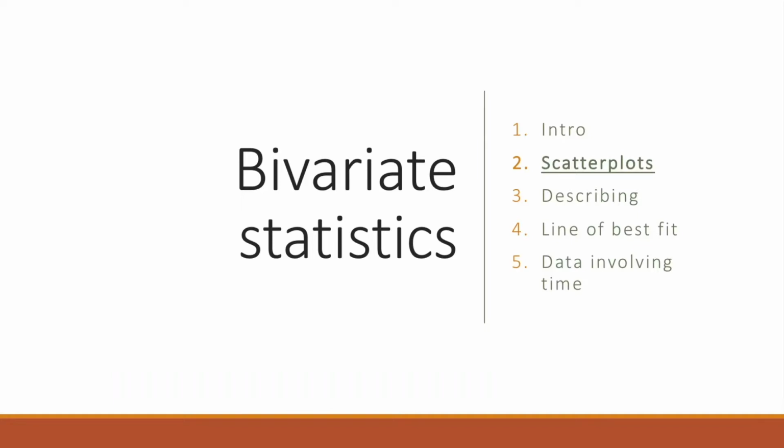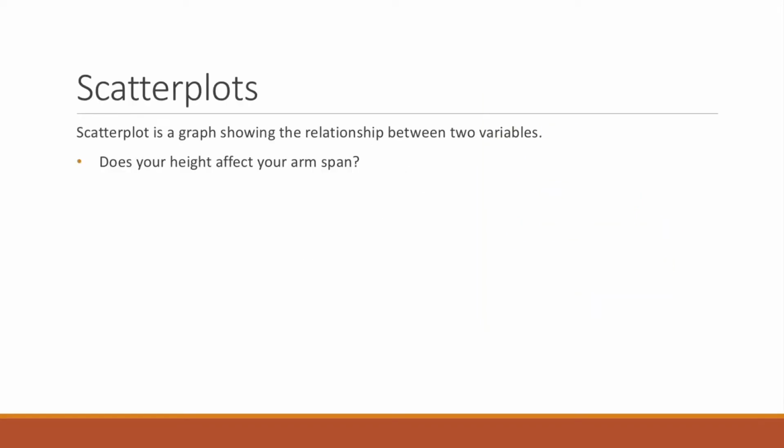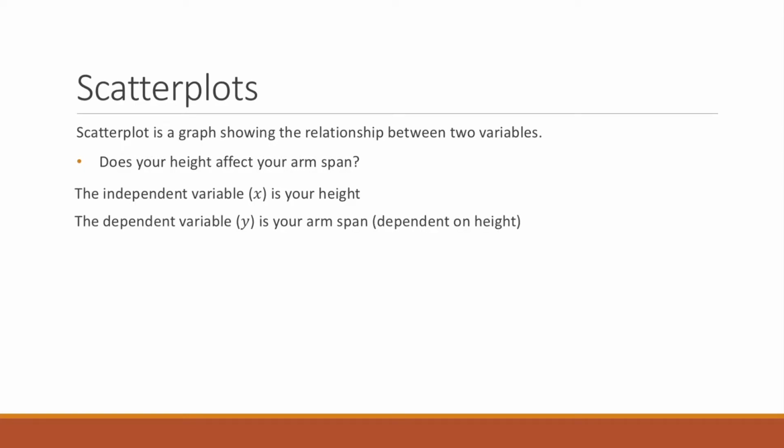All right, so we are going to use scatter plots to measure or present bivariate statistics. So let's say we want to measure height and arm span. So the independent variable is your height. Dependent variable is your arm span, because we're trying to figure out whether your arm span is dependent on your height. Now the independent variable is always going to be x, and dependent is always going to be y.